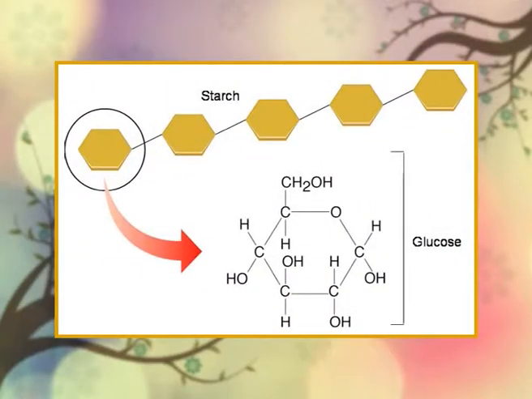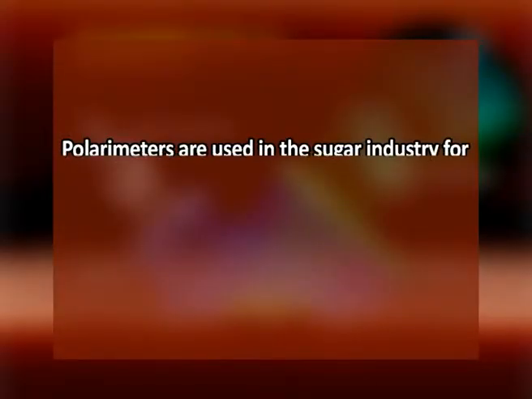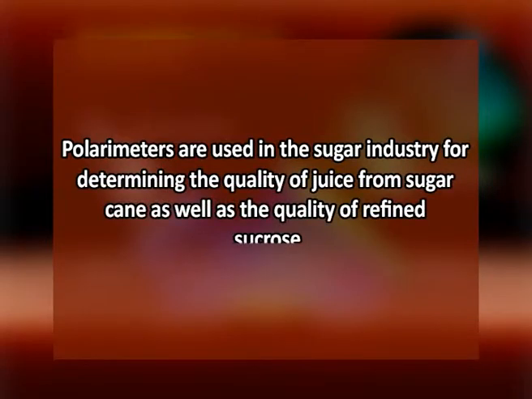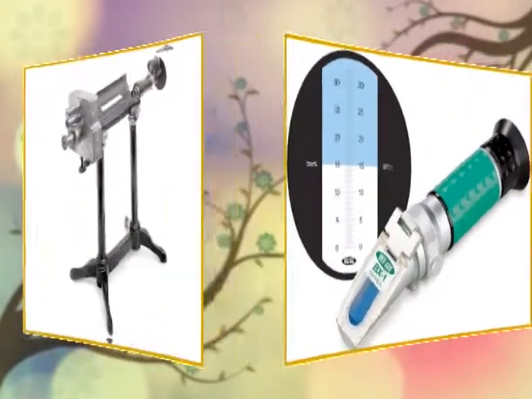Starches, which are the most abundant substances in nature and used in various sectors of the food and pharmaceutical industry as well as the building sector, make polarimetric quality control of starches important in various industries. Polarimeters are used in the sugar industry for determining the quality of juice from sugarcane as well as the quality of refined sucrose. Often the sugar refineries use a modified polarimeter with a flow cell, and when used in conjunction with a refractometer, it's called a saccharometer.